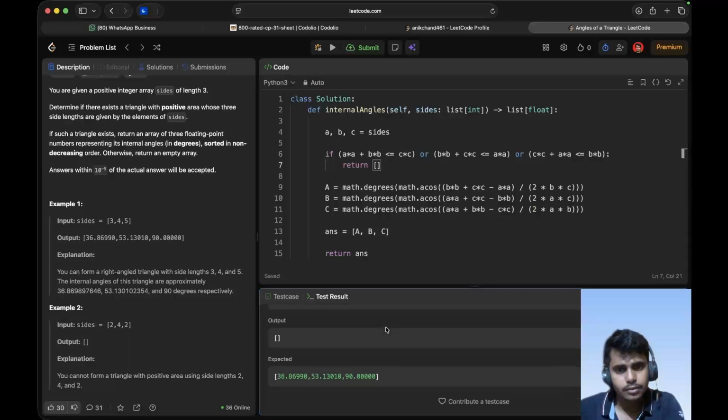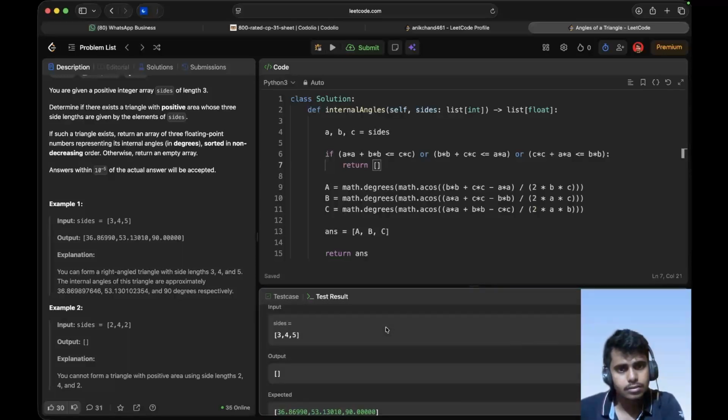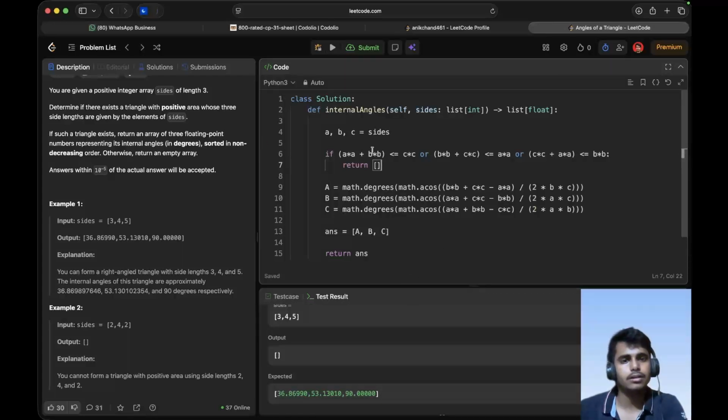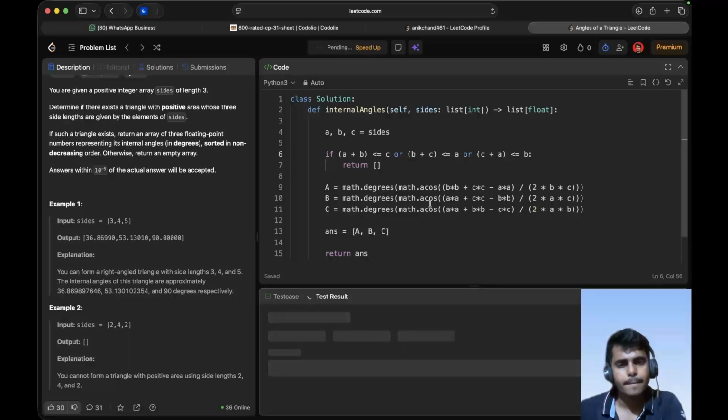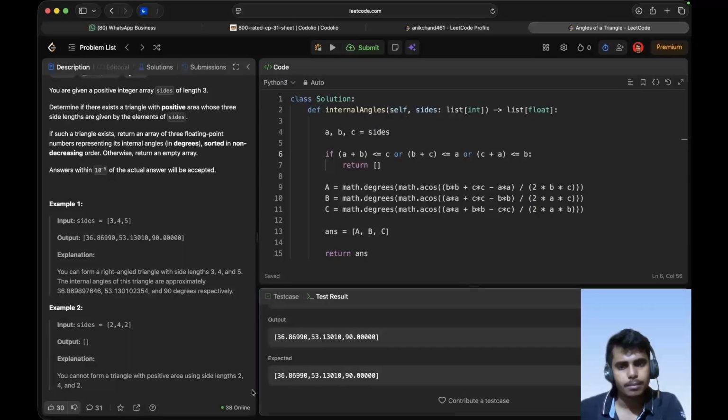Three, 4, 5, expected. I'm really sorry, the condition will not be a into a. This is a plus b less than or equal to c, or b plus c less than or equal to a, or c plus a less than or equal to b. Yes, this is accepted.